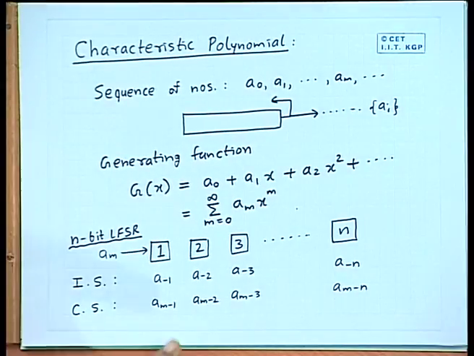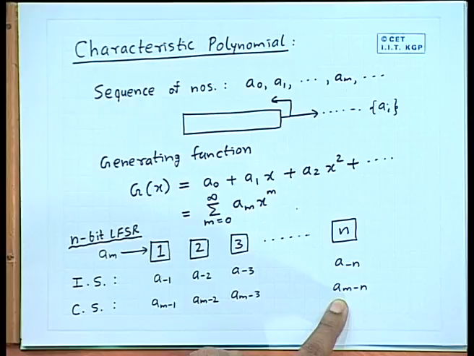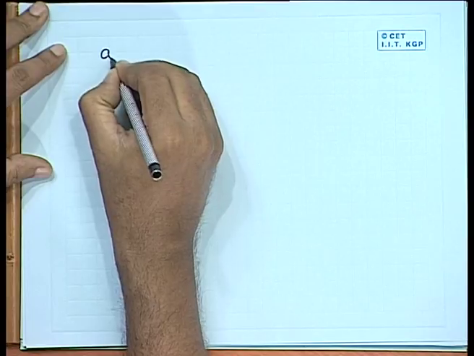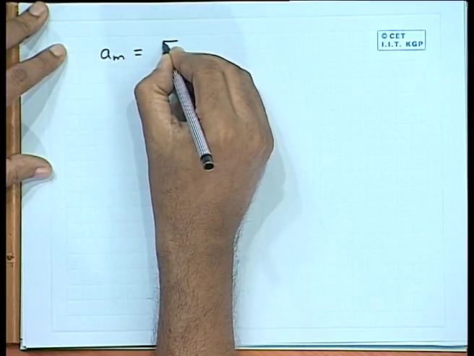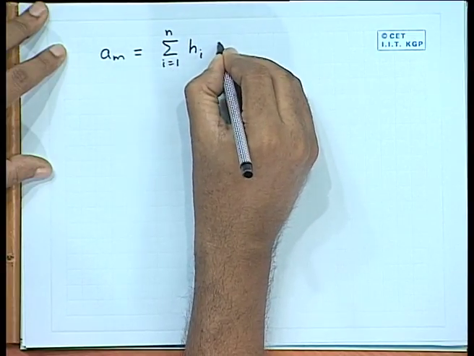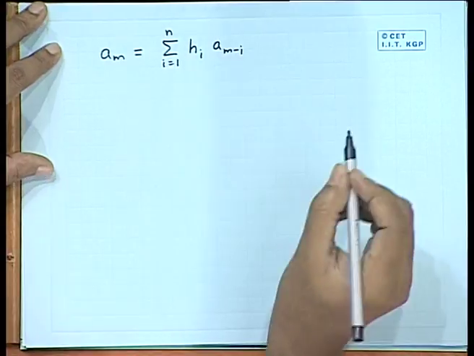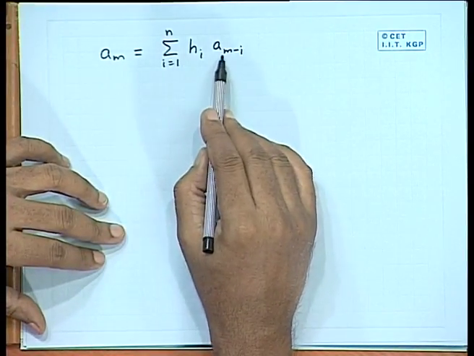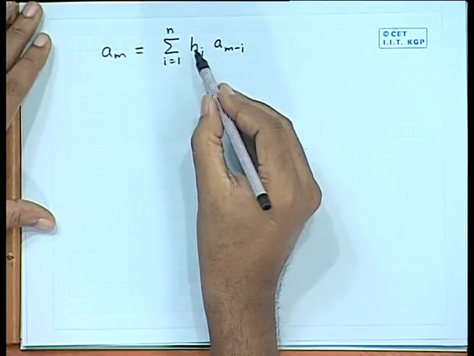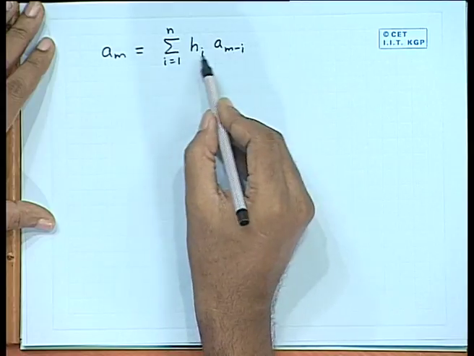So, what I can say is that this a minus 1 to a minus n, these are the states at the present instant, and based on the linear combination of that, we are generating this a m. So, we can write down this a m as follows: summation I equal to 1 to n h I a m minus I. So, if I is 1, h 1 a m minus 1, just to observe, h 1 is the weight associated with the m minus 1, h 2 with m minus 2 and so on.